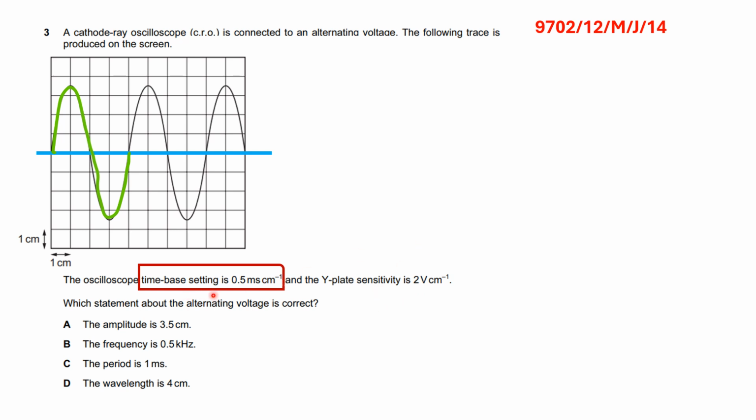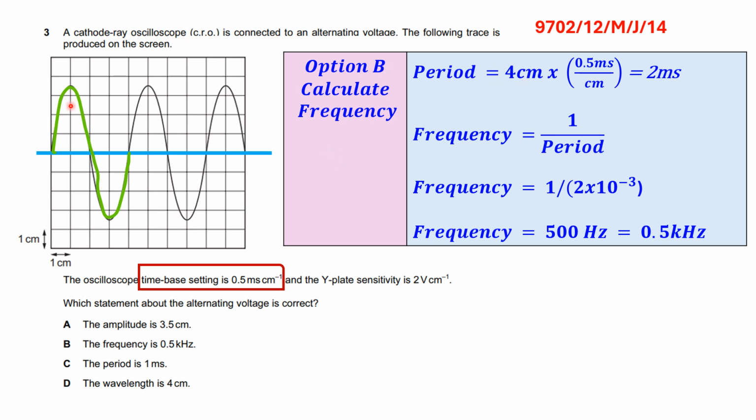We need to convert to seconds, just like we did with amplitude. The time-base setting is 0.5 milliseconds per centimeter. So the period is 4 centimeters times 0.5 milliseconds per centimeter, so the period is 2 milliseconds. To find the frequency, which is the inverse of the period, it is 1 over 2 times 10 to the minus 3, because milli is 10 to the minus 3, which gives us a frequency of 500 hertz. But here it is 0.5 kilohertz. Will it be the same? Yes, 0.5 kilohertz is the same as 500 hertz. So this statement is correct.